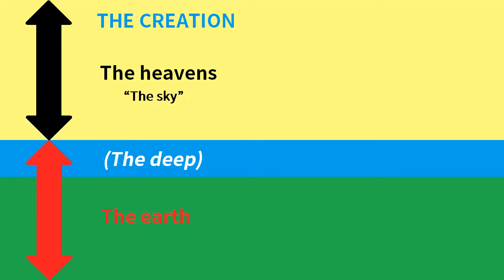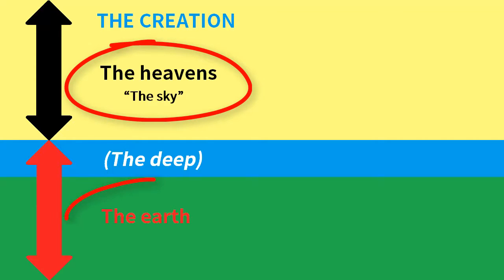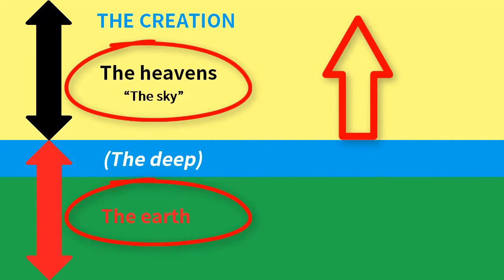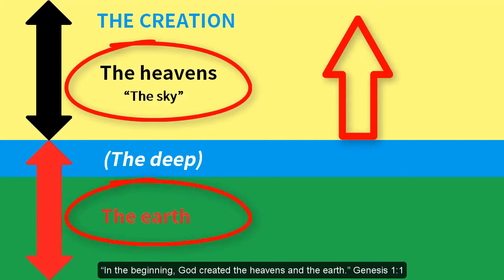Rather, the cosmology of Genesis 1 views the creation as having two parts, the sky and the earth. The sky starts at the surface of the earth and extends upwards. In the beginning, God created the heavens and the earth. At its origin, the earth was covered with deep water.